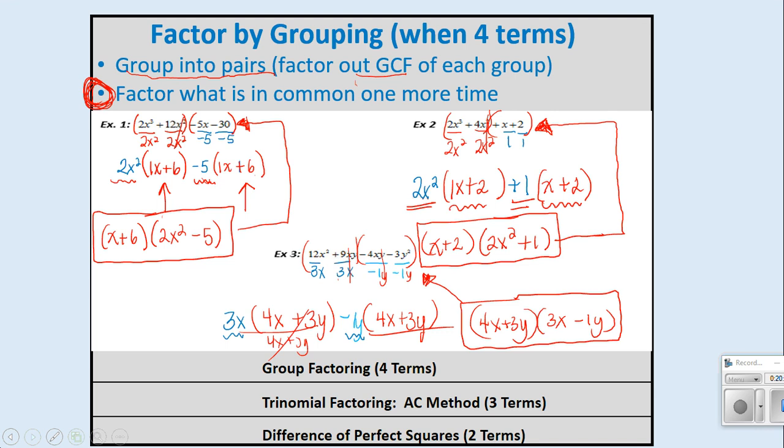Okay, so a lot of greatest common factoring going on here. Make sure that you have filled out your foldable, and then we will go ahead and work on some practice.